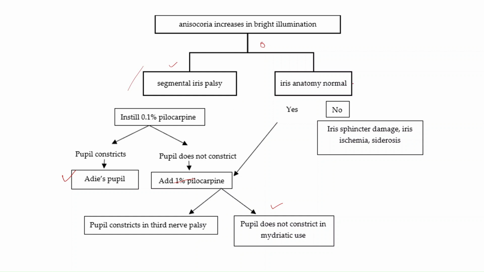So look at the iris anatomy. If it is normal, again you proceed towards Adie's pupil. If the big pupil has some sphincter damage or iris ischemia or atrophic patches, then you're mostly dealing with post-trauma mydriasis or siderosis bulbi.